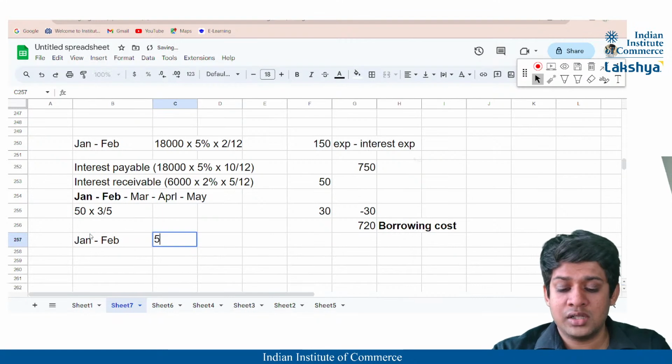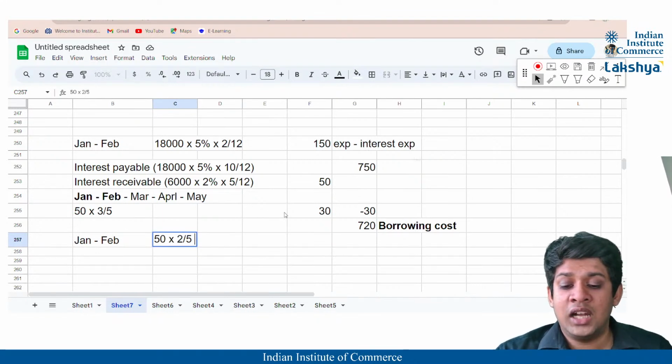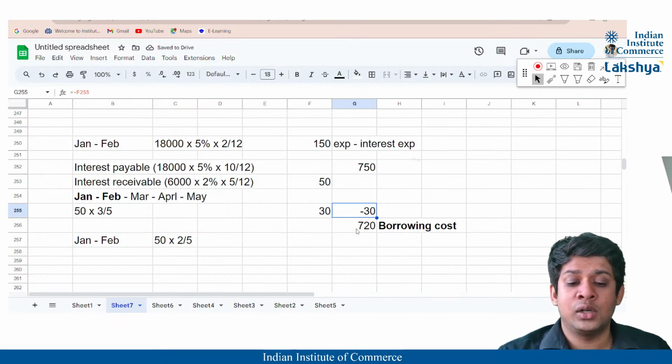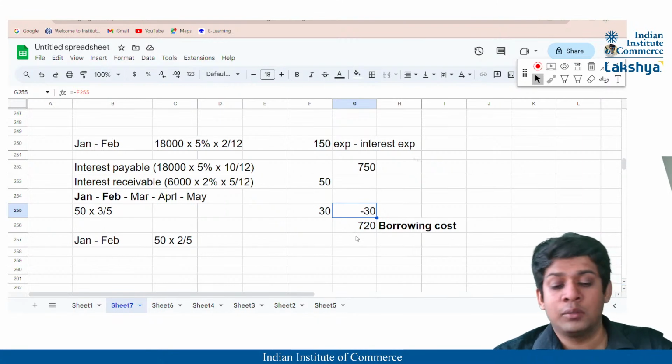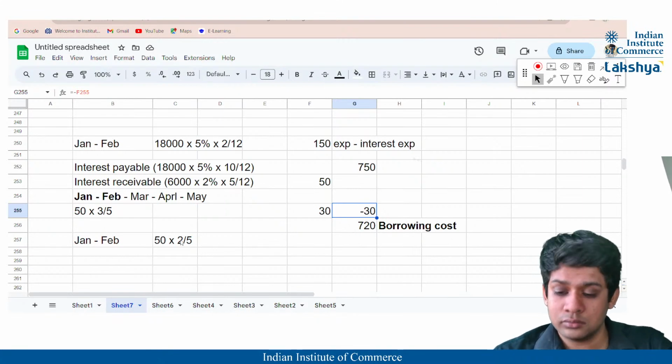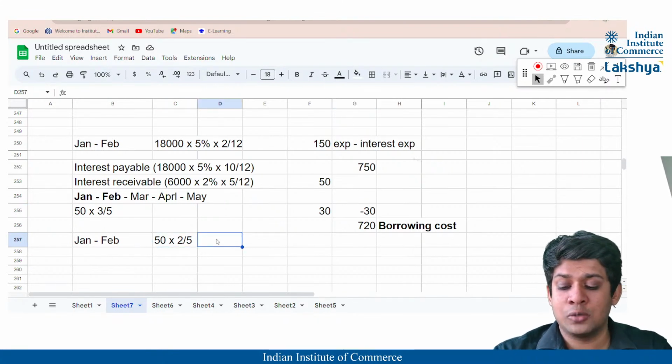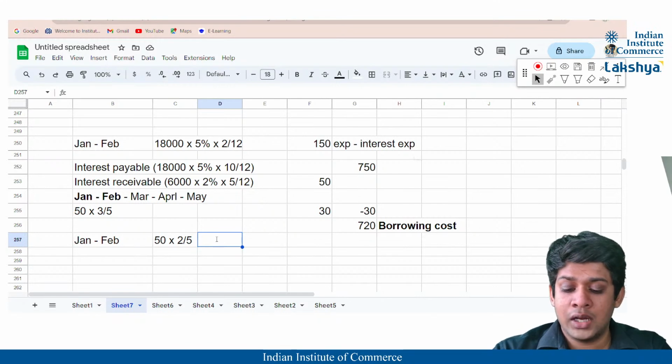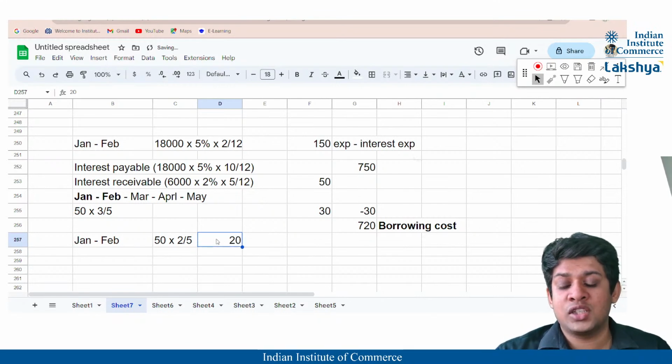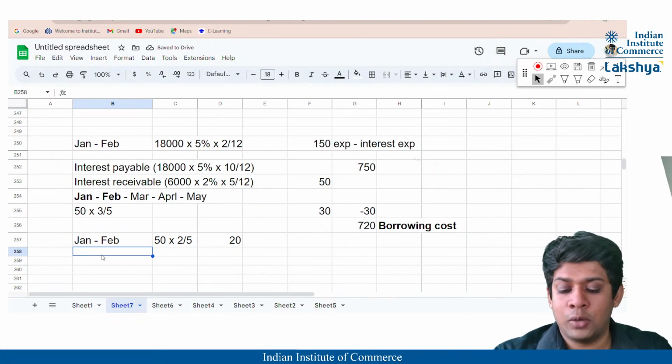I also earned interest, 50 into 2 divided by 5. Correct. 3 divided by 5 is already dealt with here, which is deducted because it is related to the period. So it is deducted from the interest expense. But for the first 2 months, that is for Jan and Feb, it is 50 into 2 by 5, which is 20. So this 20 will be normally treated as an interest income and stated within the P&L.